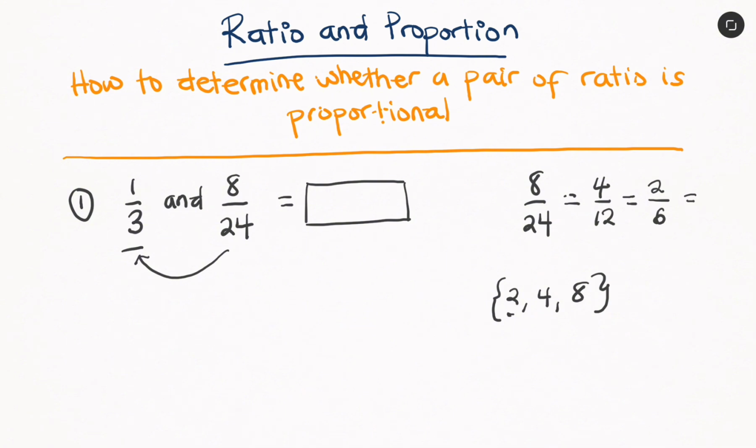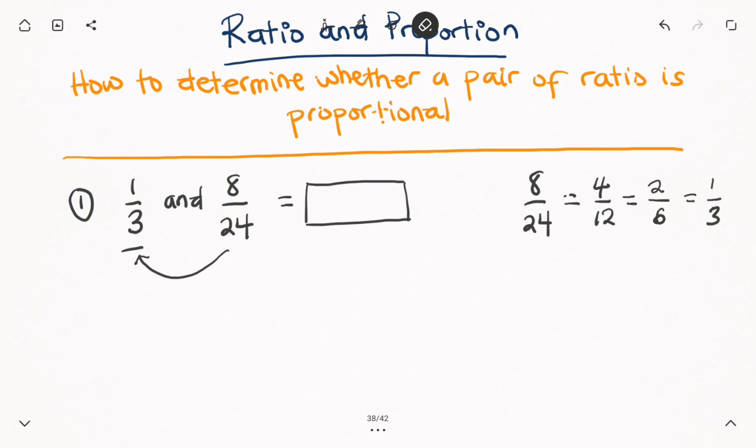And then we can break it further because 2 can still go into 2 and 6. So 2 will go into itself once and will go into 6 3 times. So we have 1 over 3 here when we simplify 8 over 24, and that is exactly what we have at the beginning over here. All right, so let me clean this, and then we look at the other factors as well.